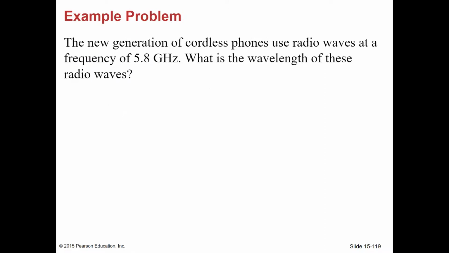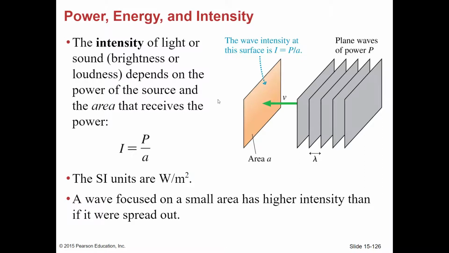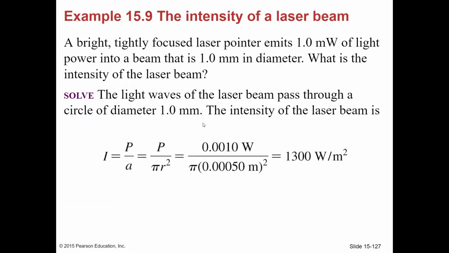And then the next problem, 126. The intensity of light is the amount of power divided by the area. So if you know the power going through a specific area at a certain time, you can find the intensity. So that's watts per meter squared.